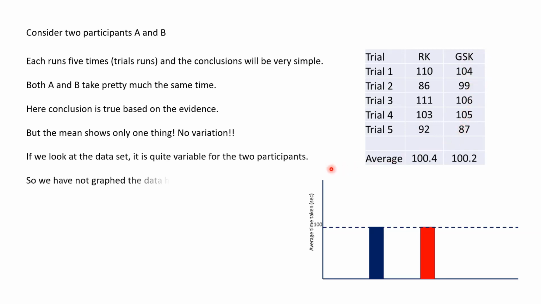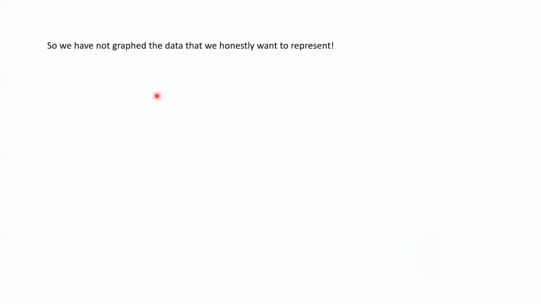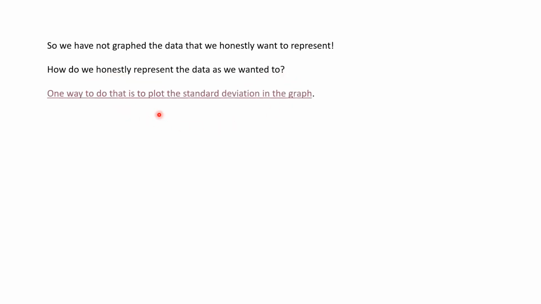So this variability is honestly not shown in this graph. So we have not graphed the data honestly as we wanted to represent it. So how do we honestly represent the data as we wanted to? One way is to plot the standard deviation in the graph. See here.